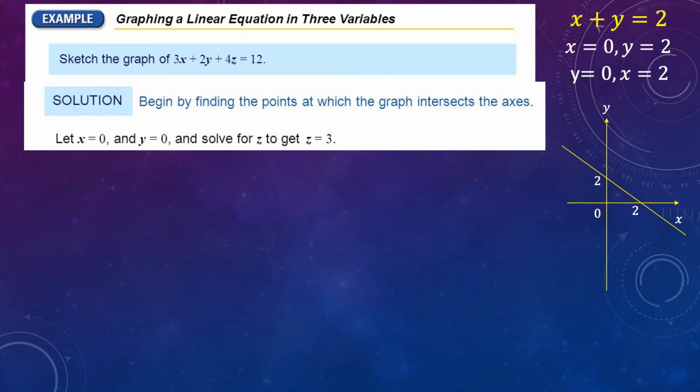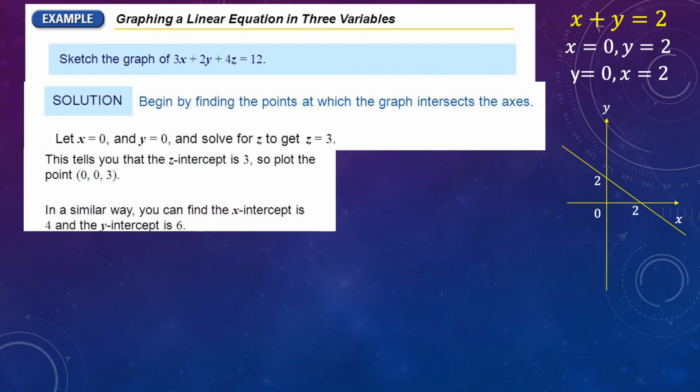Then I can go to find the x-intercept. For the x-intercept, I have to cover up y and z, these two. Then you get 3x equals 12, so you get x equals 4. And then I want to find the y-intercept. I cover up the x and the z. So I get 2y equals 12, then you have y equals 6. So you get x-intercept 4, y-intercept 6.